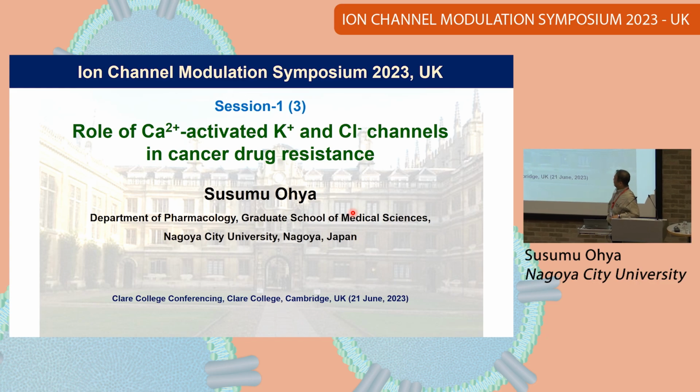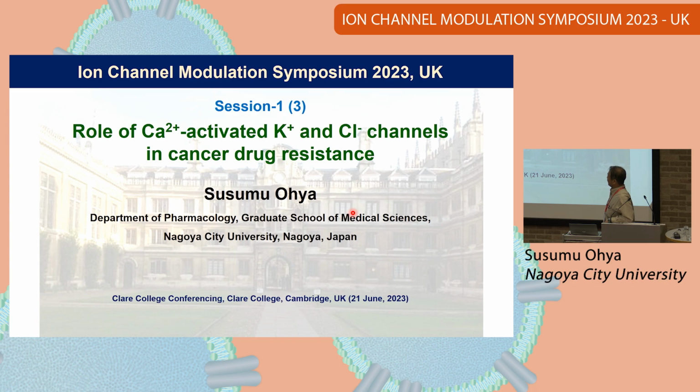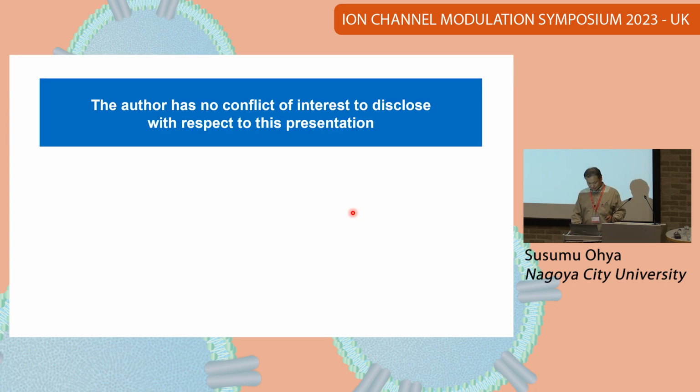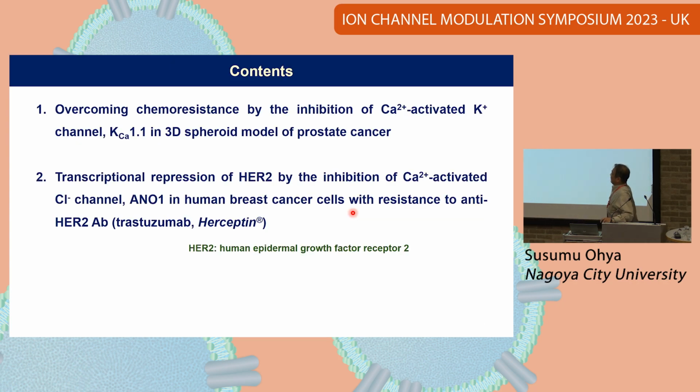Today I talk about the role of calcium-activated potassium channels and chloride channels in cancer drug resistance. First, I talk about overcoming chemoresistance by the inhibition of calcium-activated potassium channel KCa1.1 in a 3D spheroid model of prostate cancer. And second, transcriptional repression of HER2 by the inhibition of calcium-activated chloride channel in human breast cancer cells.